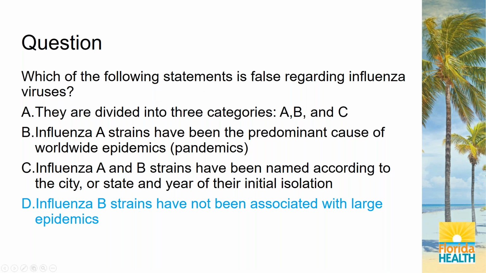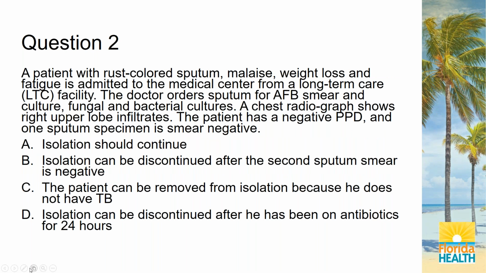Okay, my question's a little bit out of order here, so I apologize. A patient with rust-colored sputum, malaise, weight loss, and fatigue is admitted to the medical center from a long-term care facility. The doctor orders sputums for acid-fast bacilli smear and culture, fungal and bacterial cultures. A chest radiograph shows right upper lobe infiltrates. The patient has a negative PPD and one sputum specimen smear is negative. A, isolation should continue. B, isolation can be discontinued after the second sputum smear is negative. C, the patient can be removed from isolation because he does not have TB. D, isolation can be discontinued after he has been on antibiotics for 24 hours.